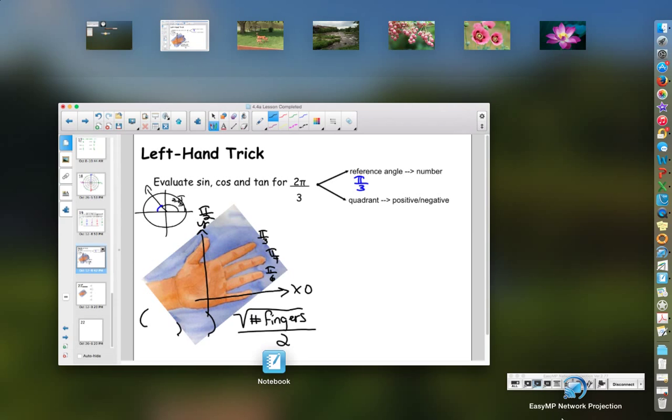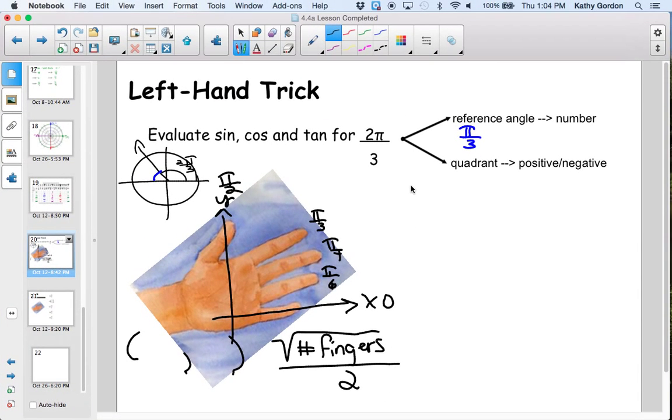Okay? So for the sine of pi over 3, what would we get? Root 3, the square root of the number of fingers, over 2. Why 2? Because it's always over 2.